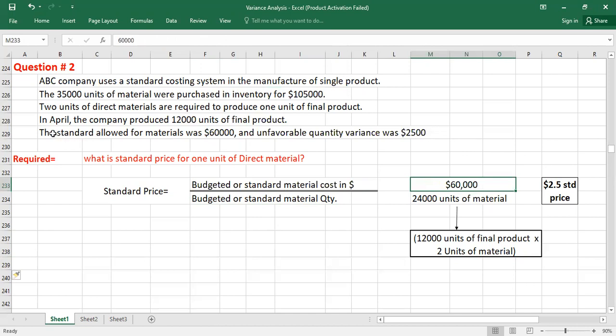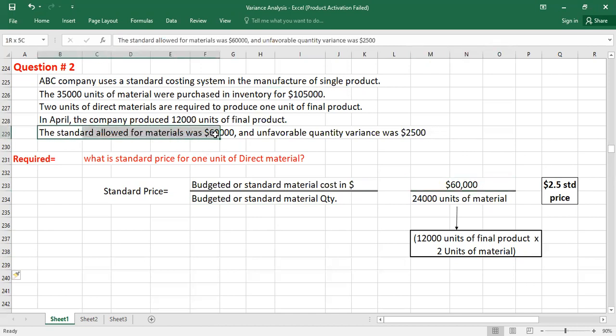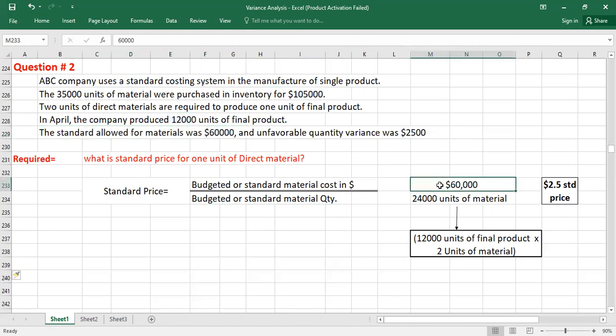It is given here because he told you the standard allowed for material was $60,000 to produce 12,000 units. So this is your standard or budgeted material cost in dollars, and now you will divide it by the budgeted or standard material quantity you need. So how will you calculate the material quantity? It is 24,000 units of material.